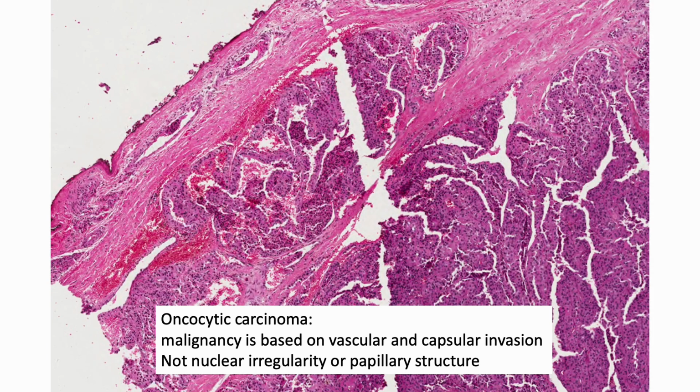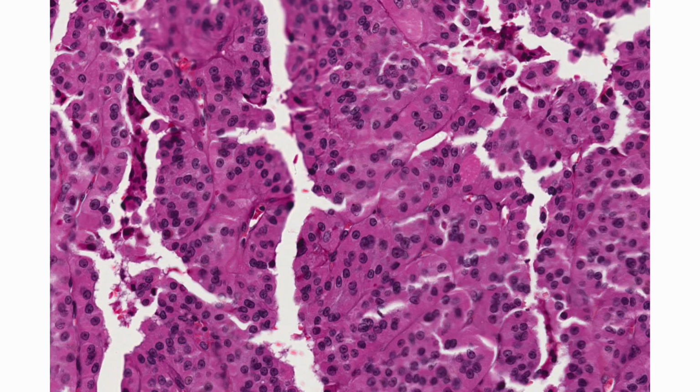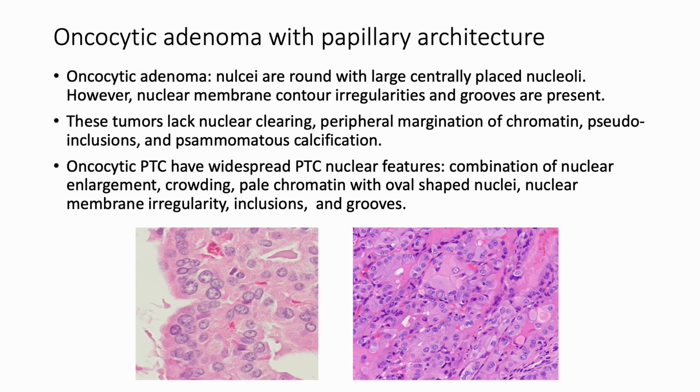In the example shown, the encapsulated oncocytic tumor with papillary architecture shows capsular and multiple vascular invasion, diagnostic of oncocytic carcinoma. High power again shows abundant eosinophilic cytoplasm, round, dark nuclei, and large central nucleoli with focal membrane irregularities and grooves. This slide compares the nuclear differences between oncocytic adenoma and oncocytic PTC. Oncocytic adenoma has focal nuclear membrane irregularity and grooves.